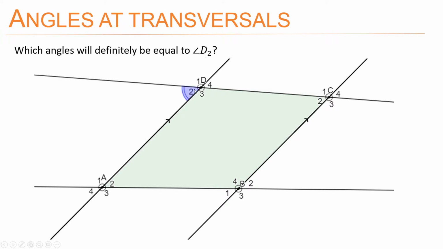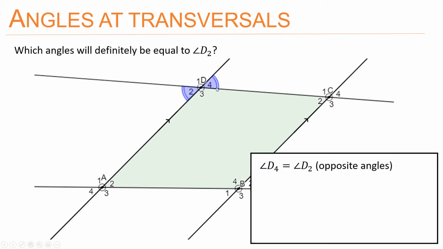And the question is, which of those angles will definitely be equal to angle D2? Now, the first one will be D4, because it is opposite to D2. And now for the other angles, we will have to look for corresponding or alternate angles. And here some people may think, oh, that's easy. I see a Z shape here. So the inside corners of that Z shape will have equal angles. But that would be wrong. We would only be able to use this Z shape if both of these lines were parallel. But they aren't. So we are not allowed to use corresponding or alternate angles here.